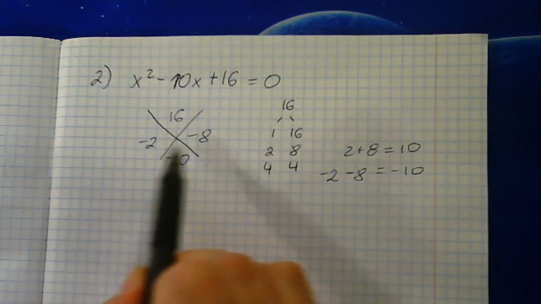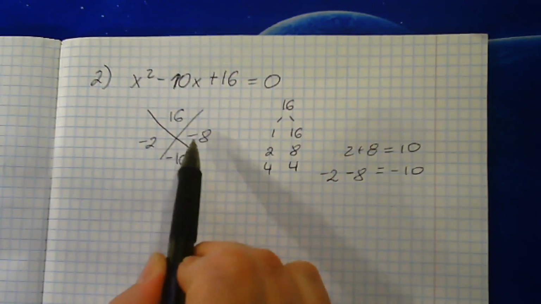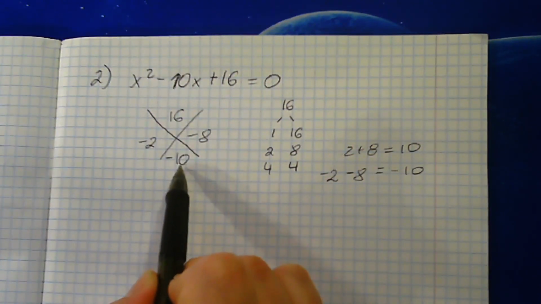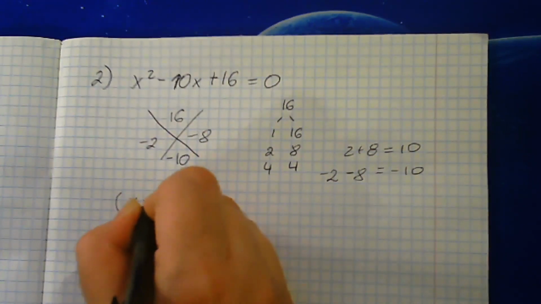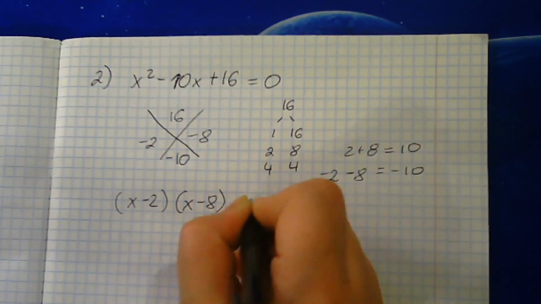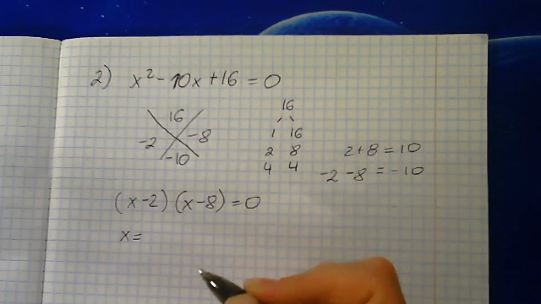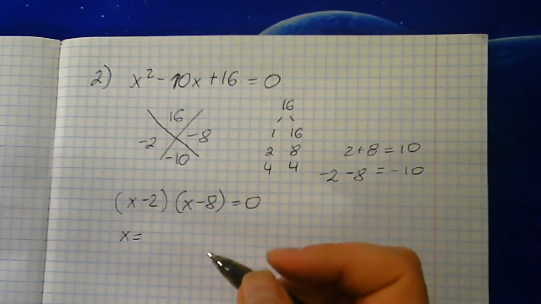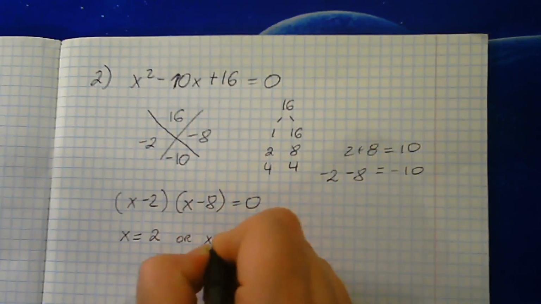You can check. Is negative 2 times negative 8 positive 16? Yes. Is negative 2 minus 8 negative 10? Yes. So (x minus 2)(x minus 8) equals 0. And then I can solve it, or do it in my head, thinking of it as always the opposite number. So x will be 2 or x will be 8.